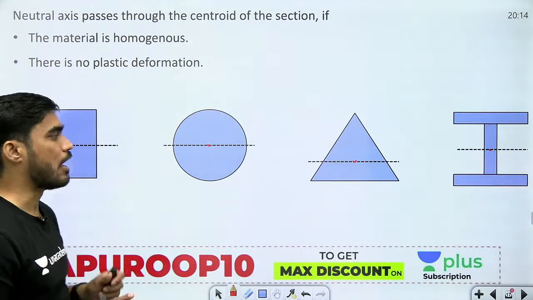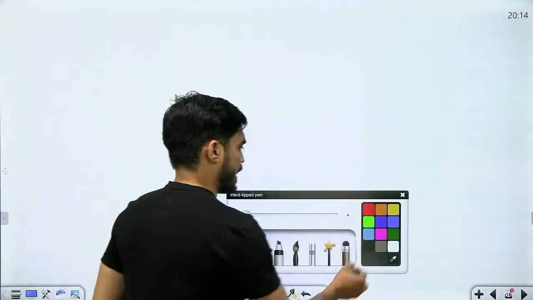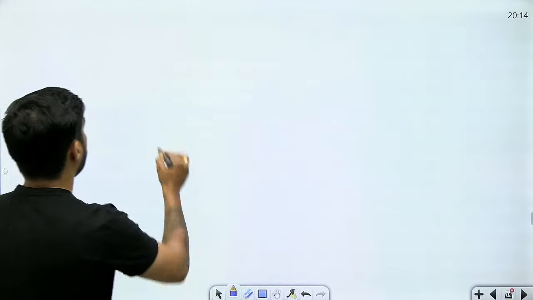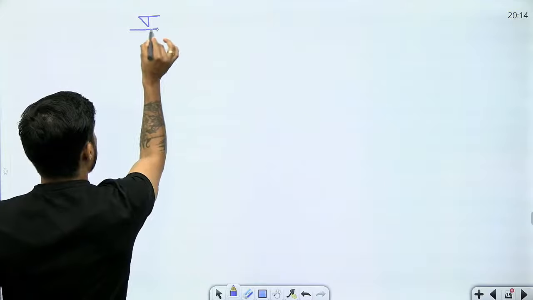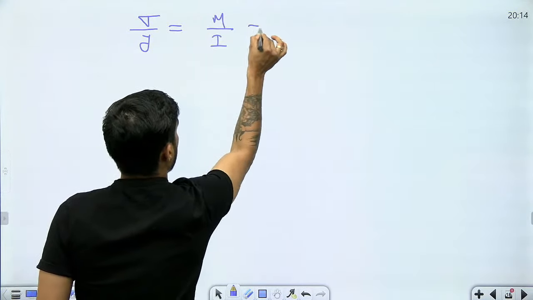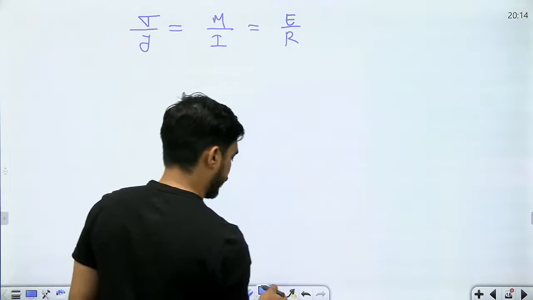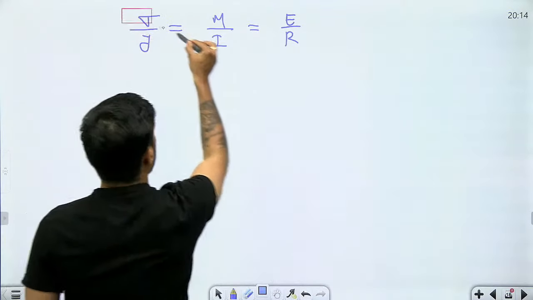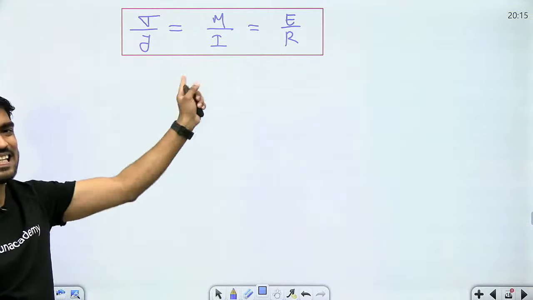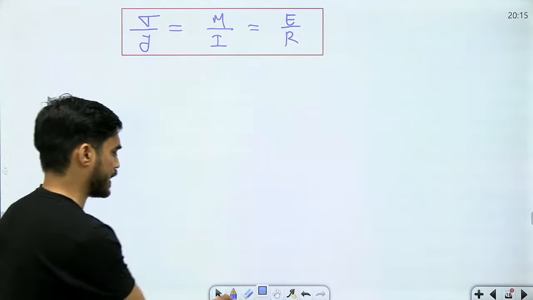Okay, now let's see the equation of bending. So beta, according to Euler-Bernoulli's beam theory we get this equation of bending. Sigma by y equals M by I equals E by R. This is the equation of bending. Now one by one we will see the meaning of each and every point here. यहाँ हर एक point का मतलब समझ लेते हैं सबसे पहले.